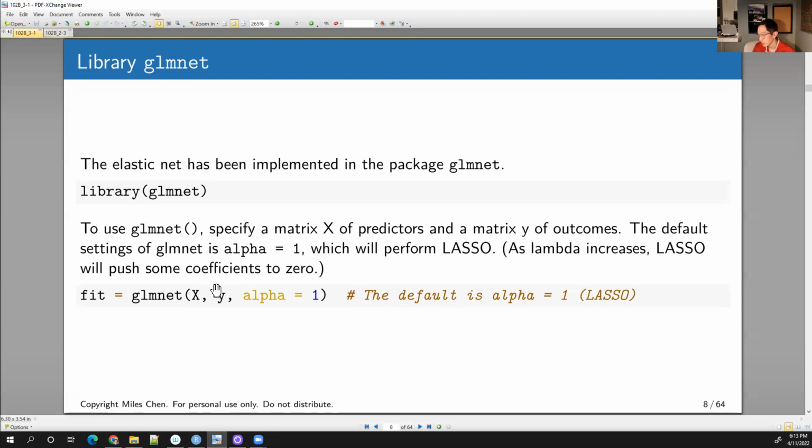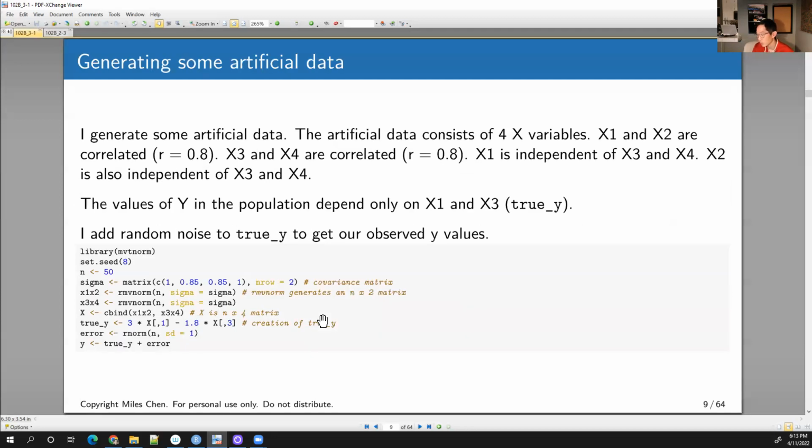The default setting of glmnet is alpha equal to 1, which performs lasso. There's also a lambda parameter, which it figures out on its own. But you can crank alpha down to 0 so it turns into ridge regression, or you can set alpha equal to 0.5 and you get some kind of blend between the two.